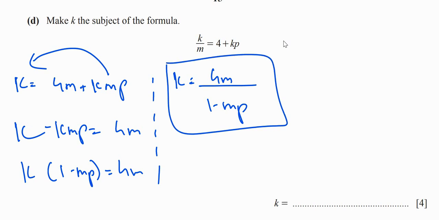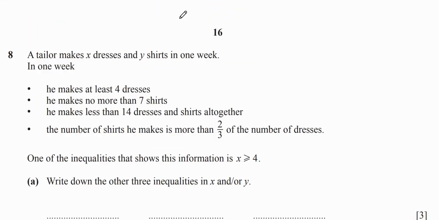So these are free 4 marks, guys. Honestly, they're just giving away marks. Moving on to the next question.